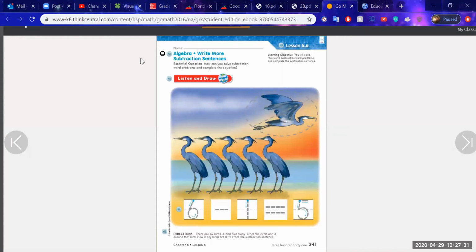Take a look at this picture. What do you see? How many birds do you see in all? How many birds are flying away? There are 6 birds in all, and 1 is flying away. After the 1 flies away, how many are left? That's right, 5. 5 are left. So 6 minus, or take away, 6 minus 1 equals 5.